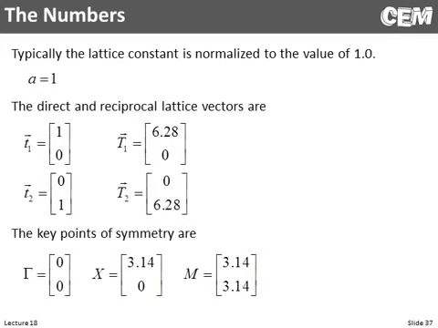So here's some actual numbers. For a lattice constant of 1, the primitive translation vectors of the direct lattice are this. Then the primitive translation vectors of the reciprocal lattice are this. So remember, this number is actually 2 pi over 1, or 6.28. Based on these two lattice vectors, we calculate our three key points of symmetry, gamma, X, and M. So we have numbers in here now.